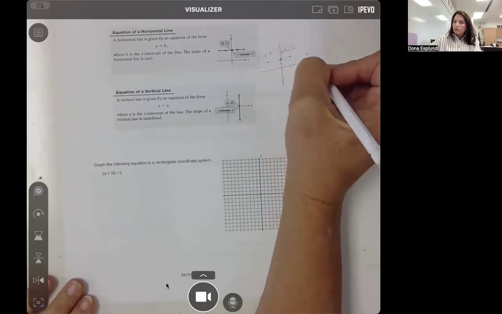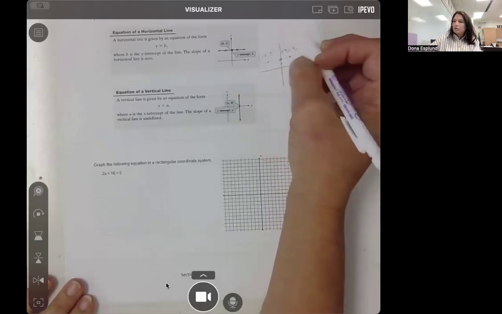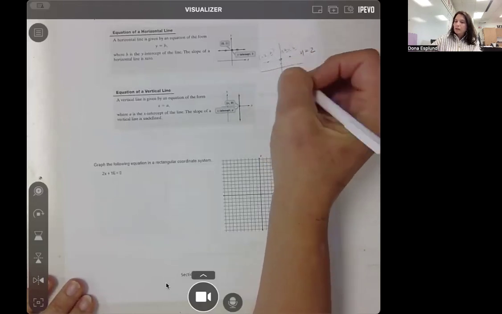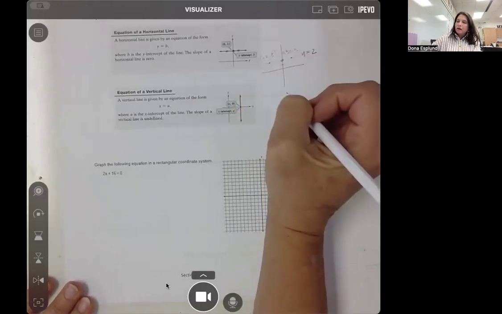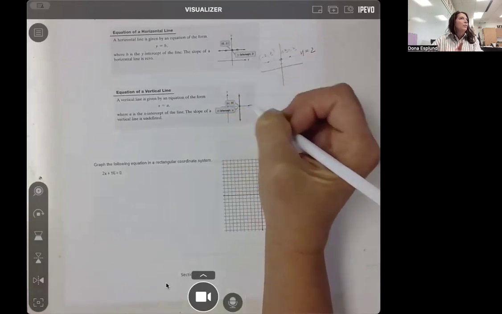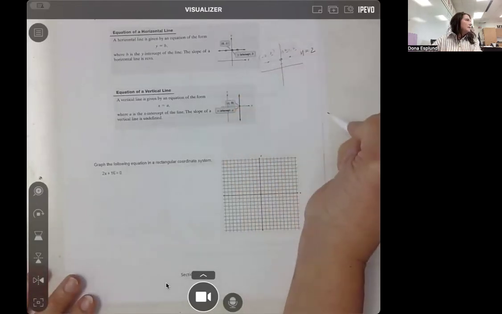So for all horizontal lines, notice that the y value is going to stay the same. So that means y will equal 2. Then verticals are just going to be the opposite. And again, it's the same reason. If I put up a couple of points on that line, I know all of the x values are going to be exactly the same. So that's why it's x equals.